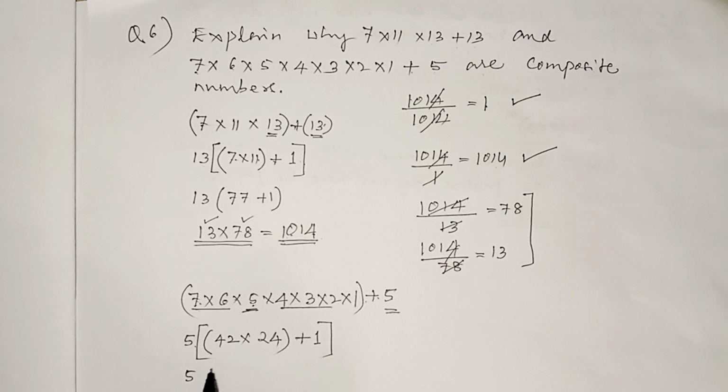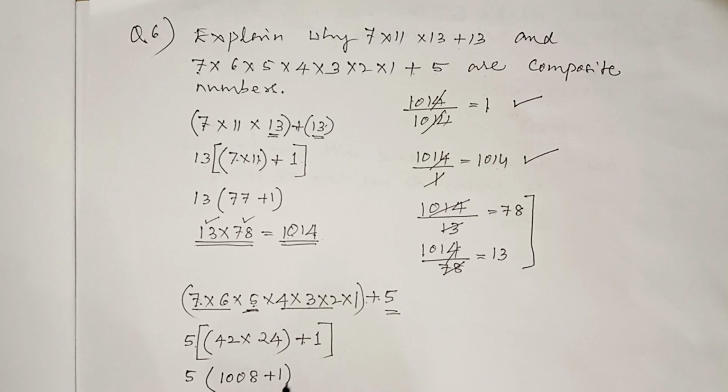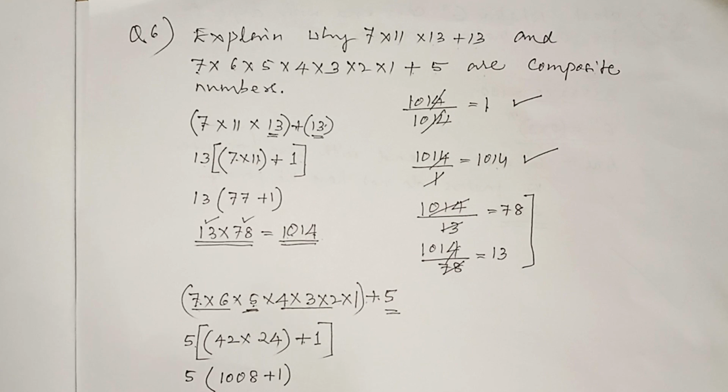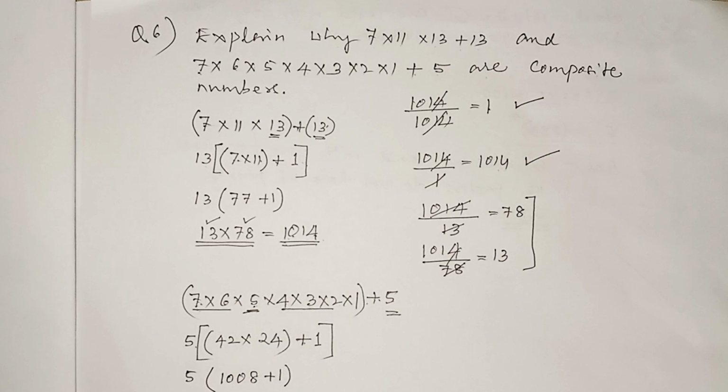Now further, we have to simplify. What is 42 into 24? You get 1008 plus 1. Now 5 into 1009. If you multiply, you get 5045. Multiply 5 and 1009, you get 5045.